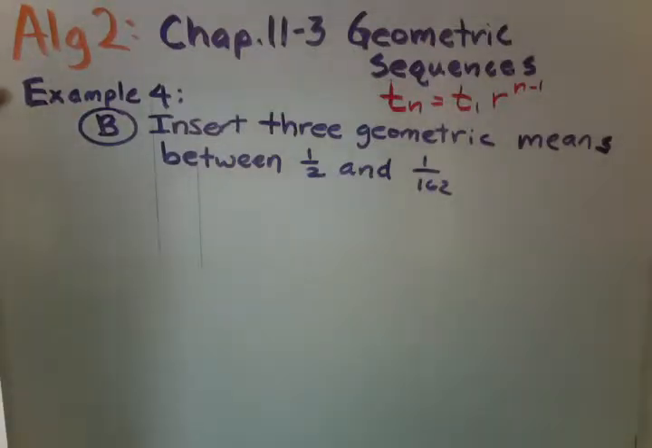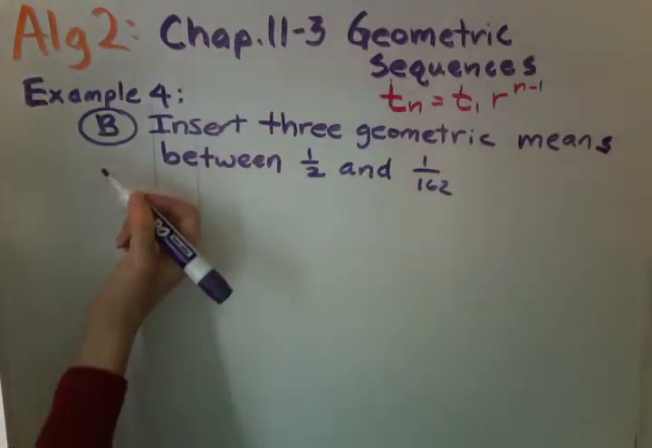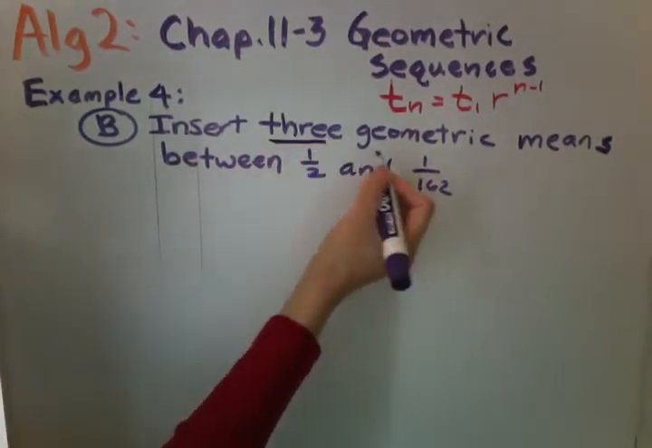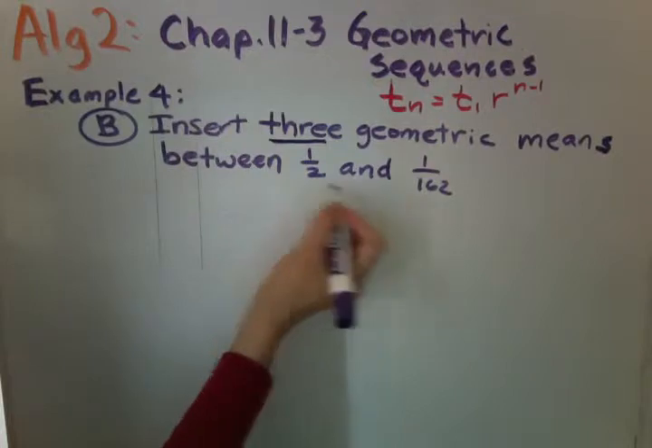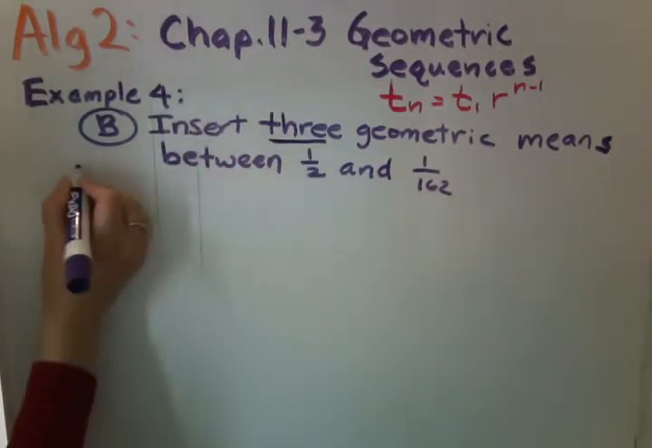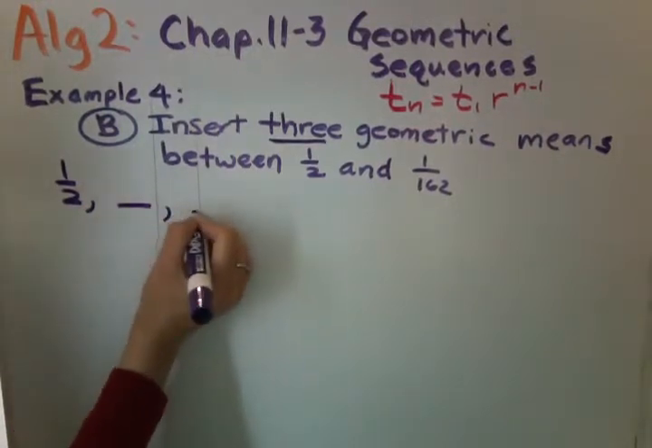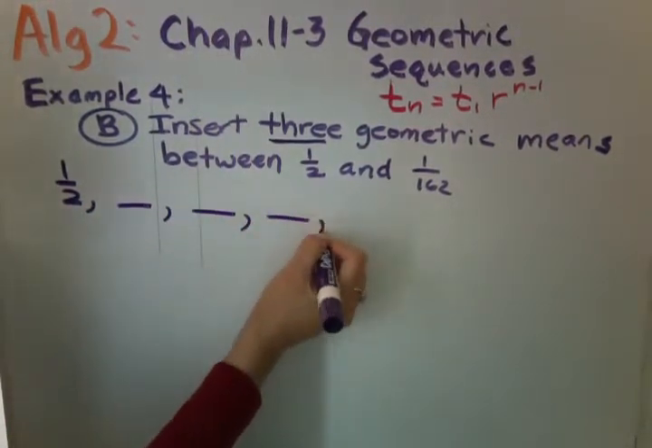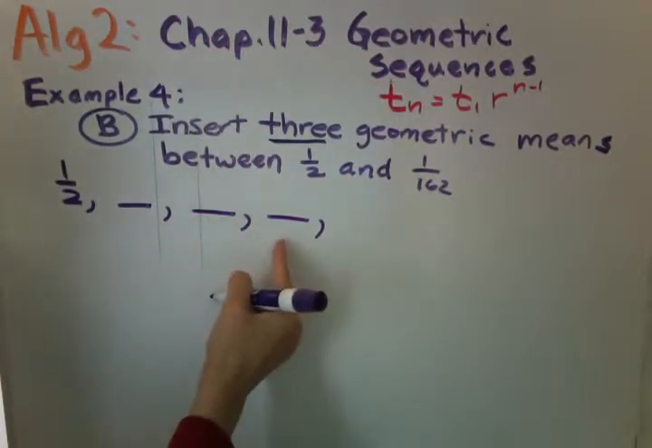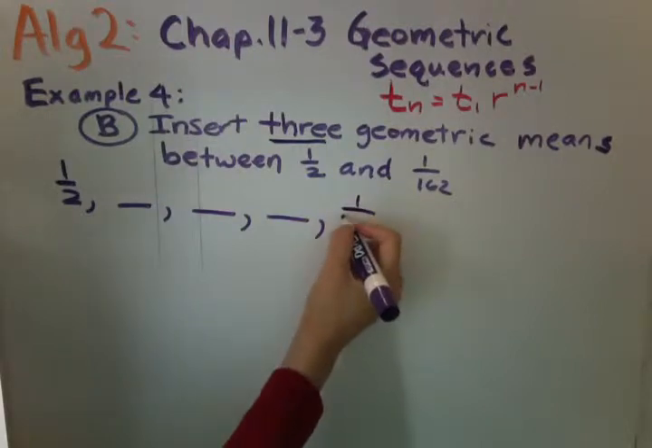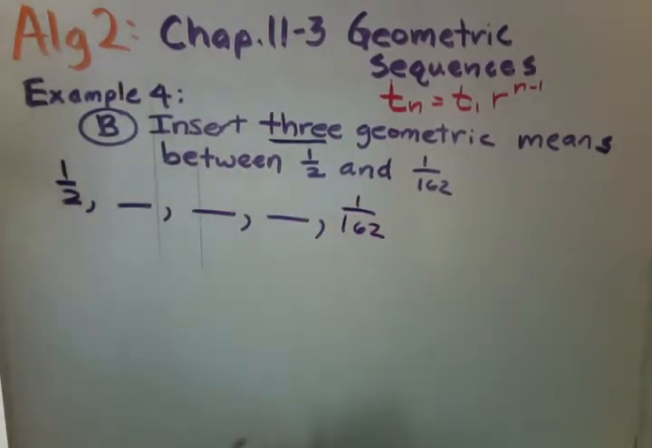All right, let's look at example 4, letter B. This question will seem a little confusing, so I'm going to walk you through this slowly. It's asking us to insert 3 geometric means between 1/2 and 162. What that means is if we have a geometric sequence and they want us to insert the 3 numbers, they call them geometric means, in between 1/2 and 162, it would look like this.